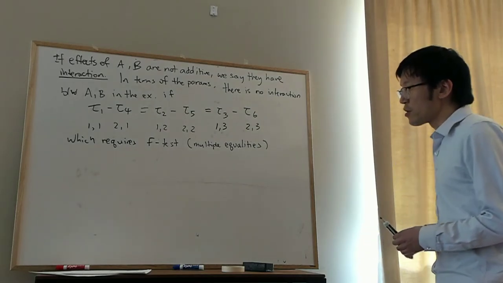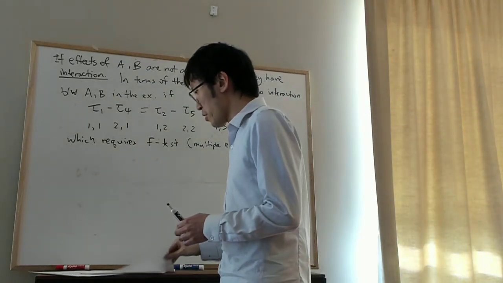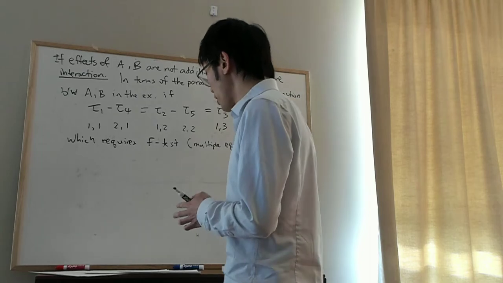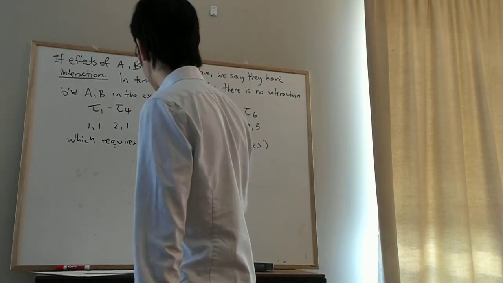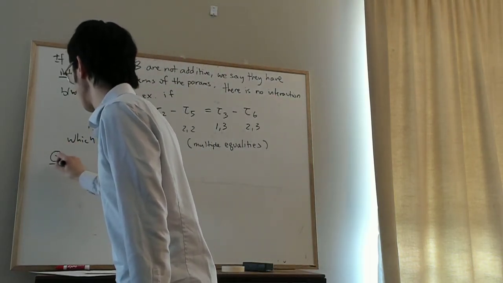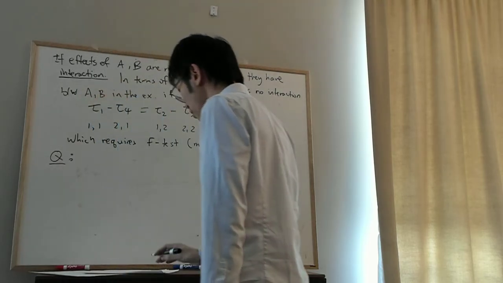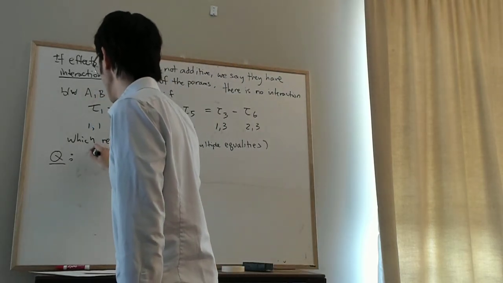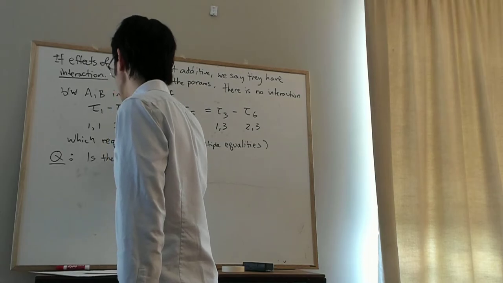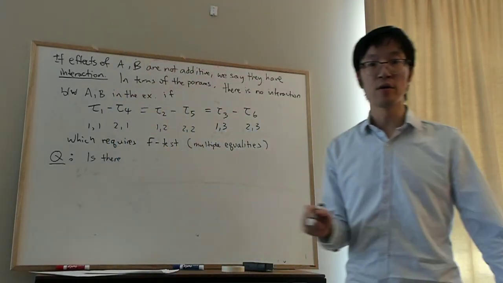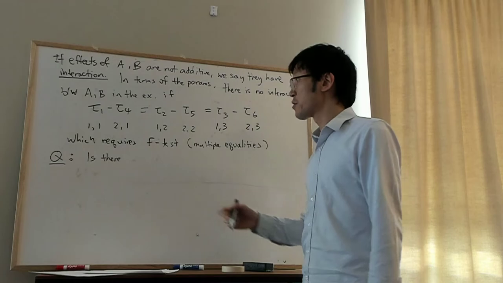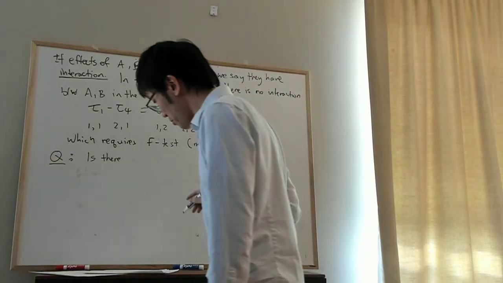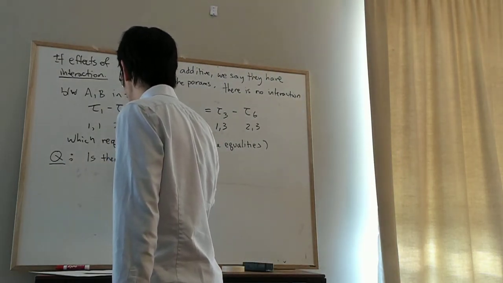Okay, so as far as it goes conceptually, the key new question that we're going to ask in this case is: is there interaction between factors A and B? And so we're going to develop the corresponding ANOVA F test for this scenario. Okay, so is there interaction between A and B?